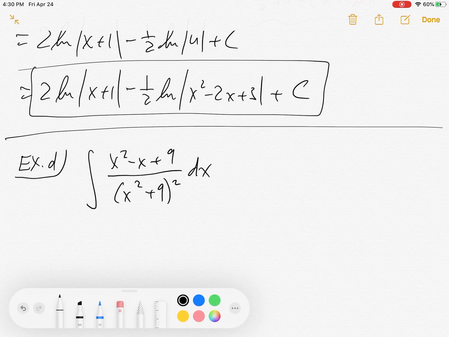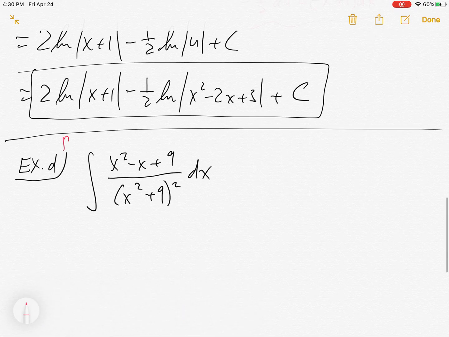Okay, last one, example D: the integral of x squared minus x plus 9 over (x squared plus 9) quantity squared dx. I kind of made it a little easy on us here, in that the denominator is clearly not factorable. X squared minus 9 would be factorable, but not x squared plus 9.